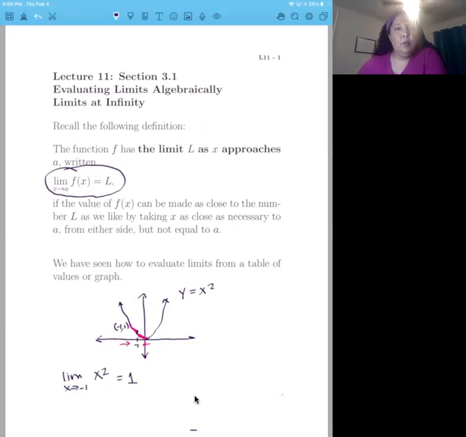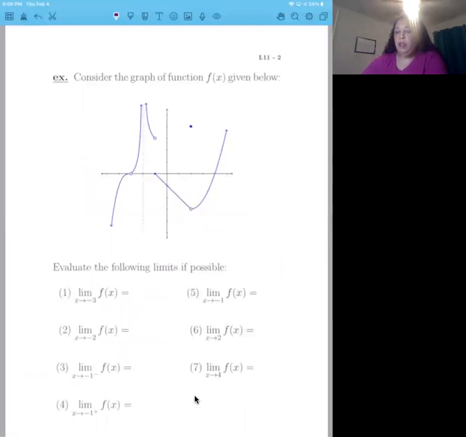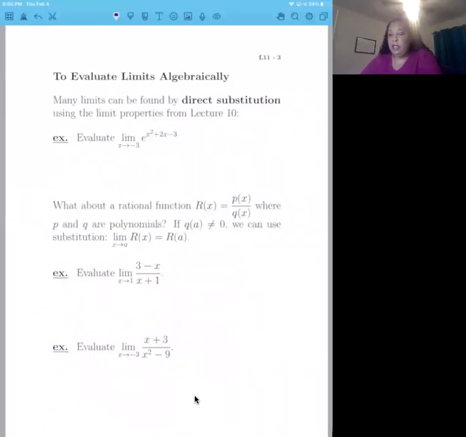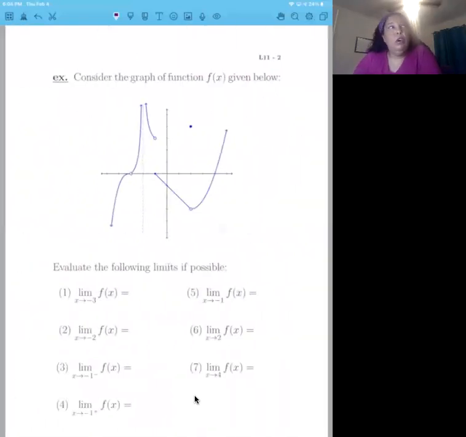All right, and we saw some of them off of a graph. We also looked at a table and computed to see what number it was getting close to. But now we want to compute some of them algebraically as well. So let's take a look at this graph, and then we will look at some algebraically, and then we'll also look at what happens at the ends towards -infinity and to infinity. All right, so let's take a look at this graph here.